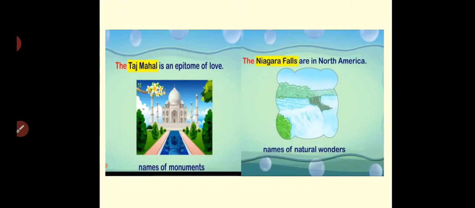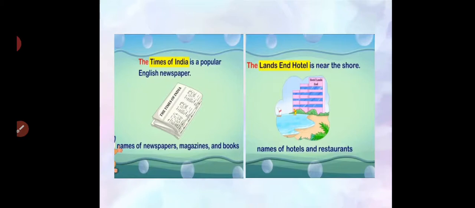Next, the is also used before the names of natural wonders. For example, the Niagara Falls found in North America. And also the article is used before the names of newspapers, magazines and books. For example, the Times of India is a popular English newspaper. We can give other names of newspapers: the Hindu, the Indian Express, like that.